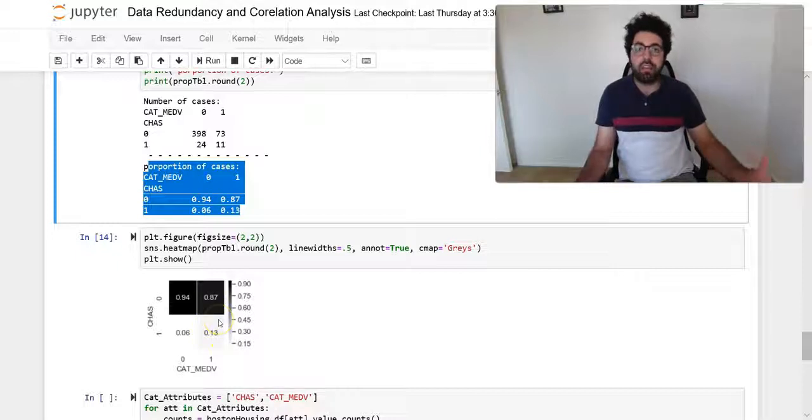And here we don't have a rule of thumb. It's very subjective: just looking at the contingency table and seeing if there is a relationship that tells you one of the attributes is redundant. And we can see they are not. Being close to the river or not is influencing the value of the properties, but not that much.